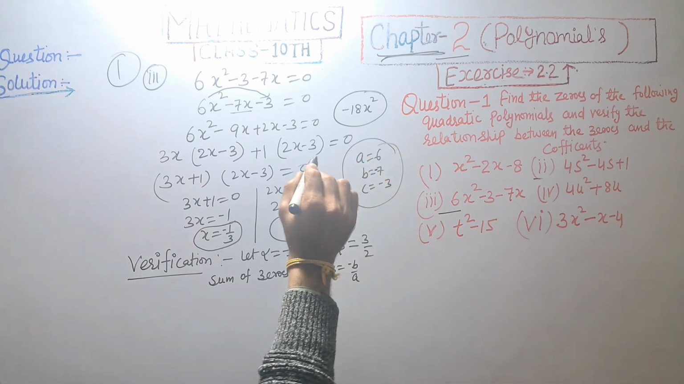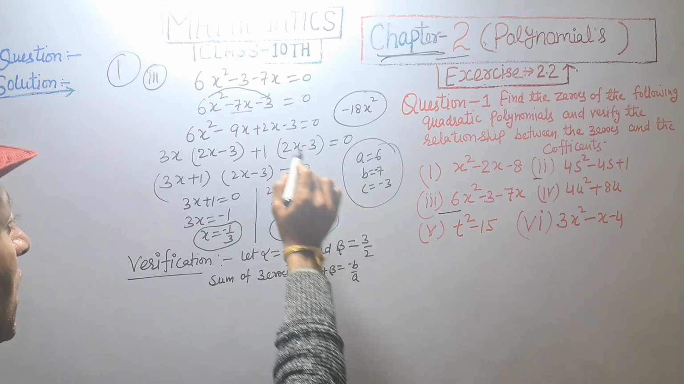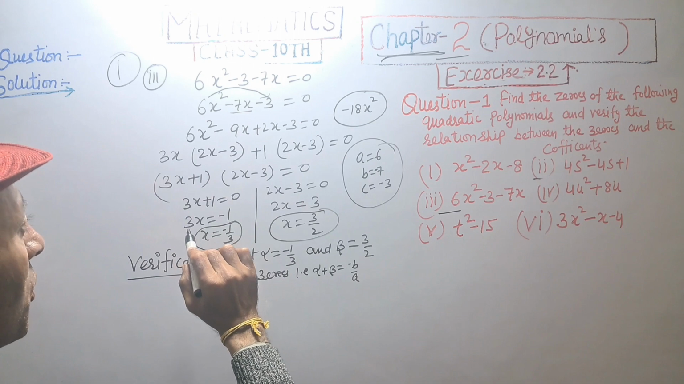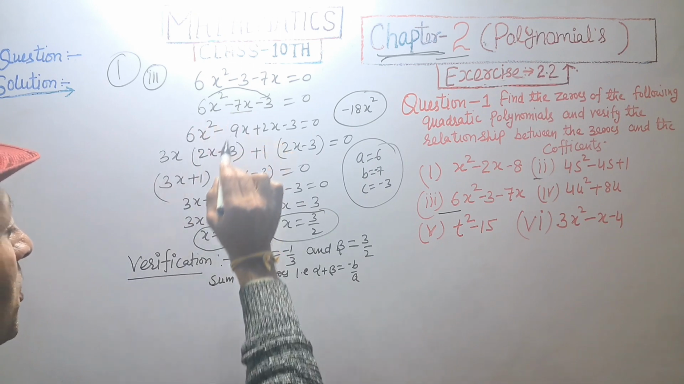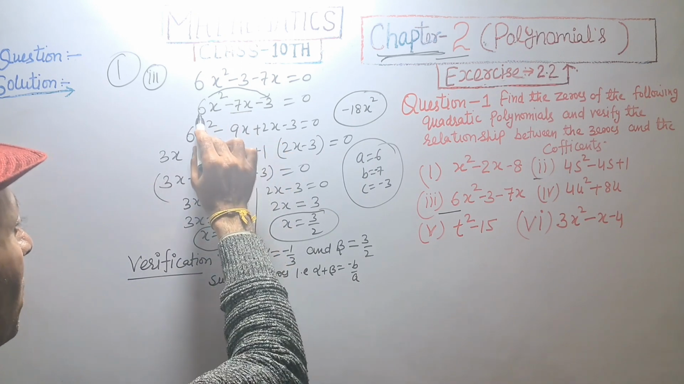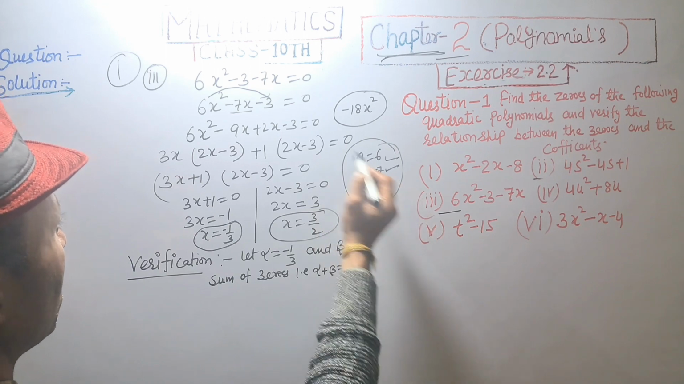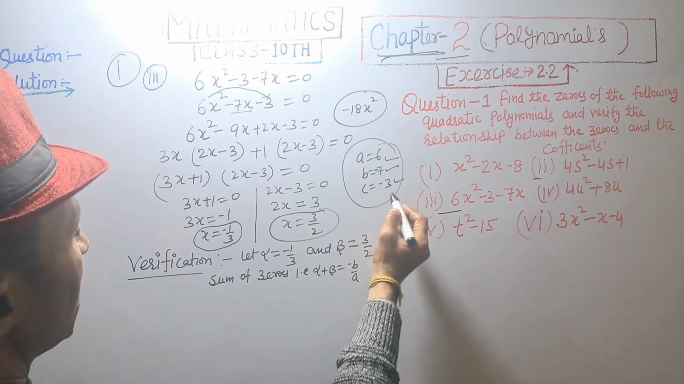Value of a, b, and c. Ax square plus bx plus c is equal to 0. Comparing with this polynomial, value of a is equal to 6, b is equal to minus 7, and c is equal to minus 3.